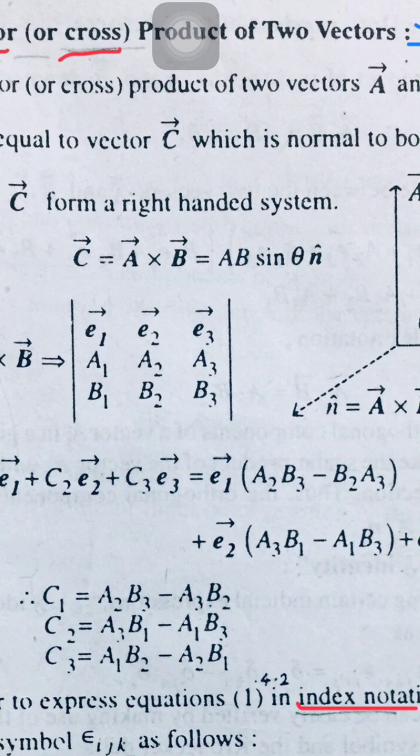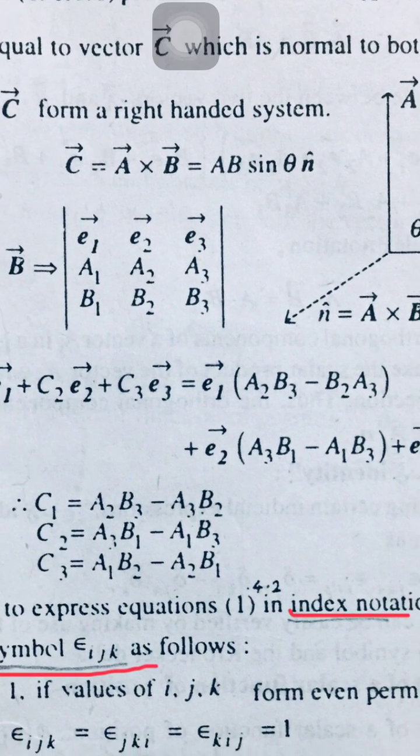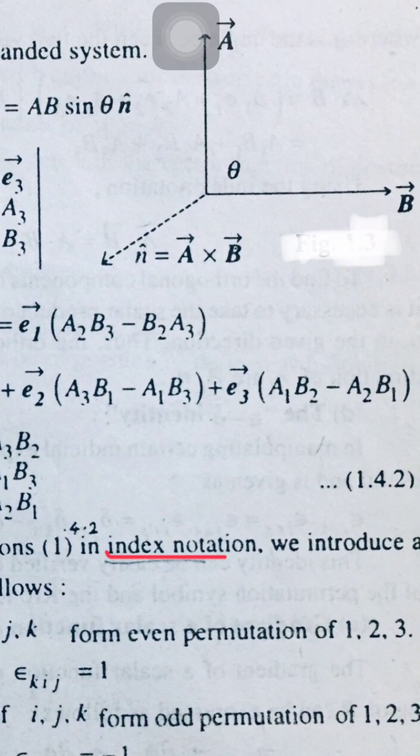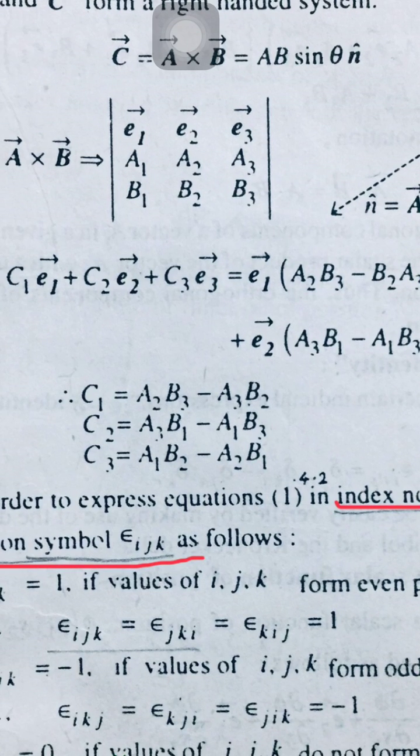Then A1 A3 B1 B3. But it is the second component, so a minus sign should be there. So this is E2 times A3 B1 minus A1 B3. For the third case, E3, we have A1 B2 minus B1 A2. So we get these three components. By equating this, we get C1 is nothing but A2 B3 minus A3 B2. Similarly, C2 is nothing but A3 B1 minus A1 B3, and C3 is nothing but A1 B2 minus A2 B1.